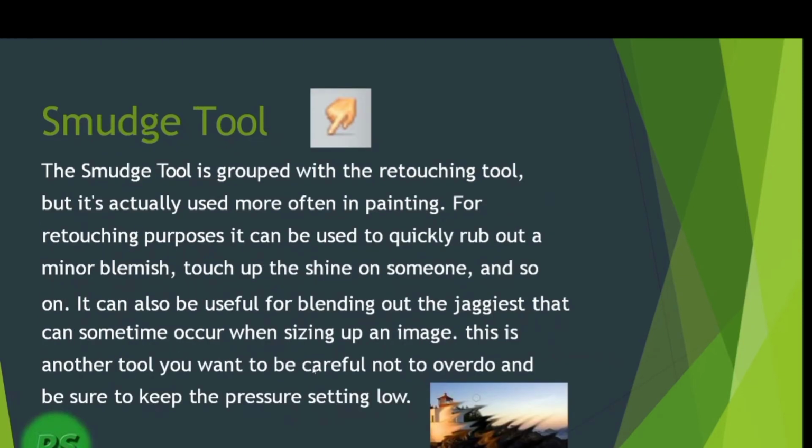The next is the smudge tool. The smudge tool is grouped with the retouching tools. Means if we want to give some retouch to our image, then we will use this tool. But it's actually used more often in painting. For retouching purposes, it can be used to quickly rub out minor blemishes and touch up shine on someone. It can also be useful for blending out the jaggies that can sometimes occur while sizing up an image. This is another tool you want to be careful not to overdo, and be sure to keep the pressure setting low.